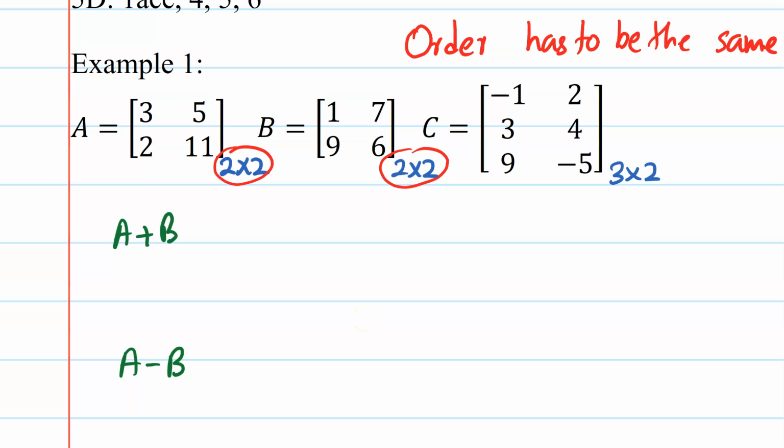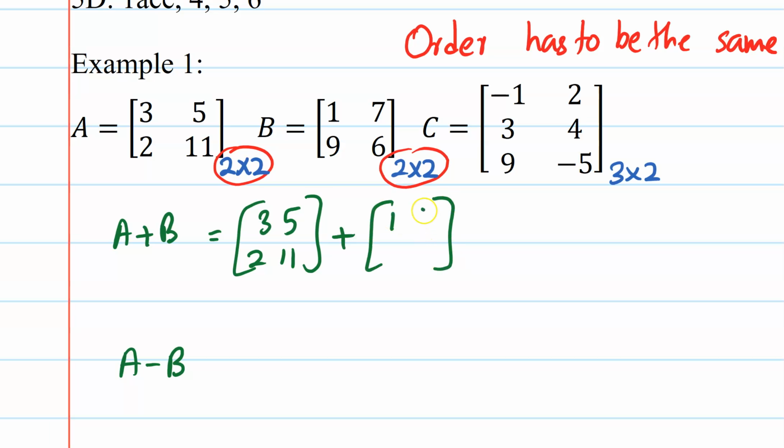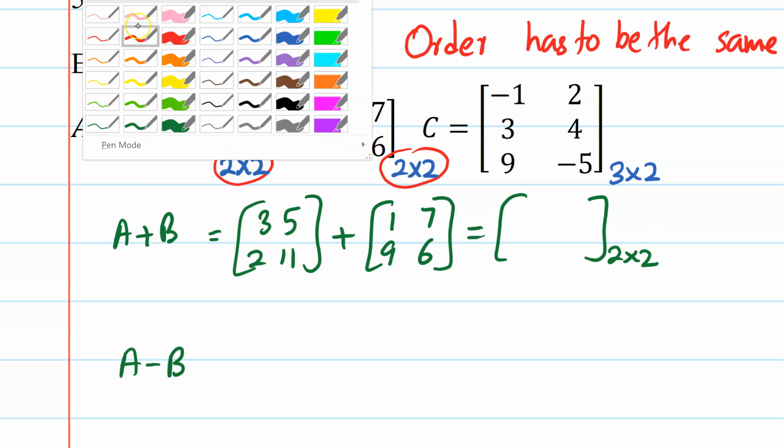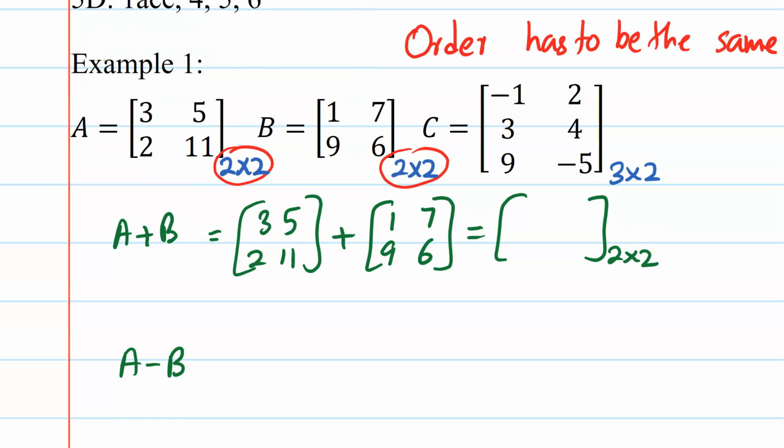They are exactly the same, hence we can write down 3, 5, 2, 11, my first matrix A, and then 1, 7, 9, 6, the second one. Then the resultant also will be 2 by 2. What I'm going to do is pick different colors so that we can differentiate. So the first row, first column element: we are using first row, first column elements from both matrices and add them up.